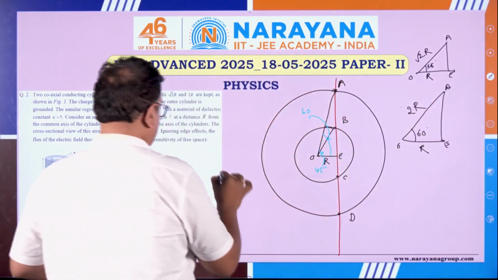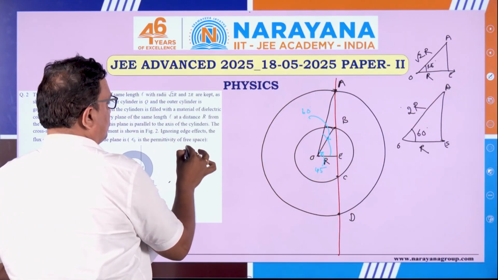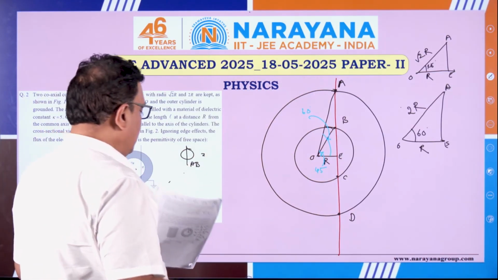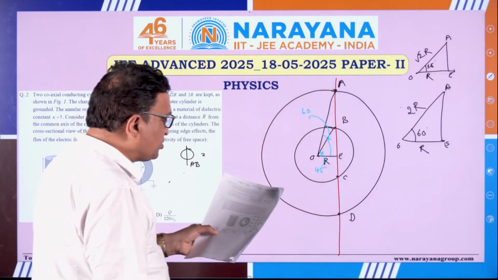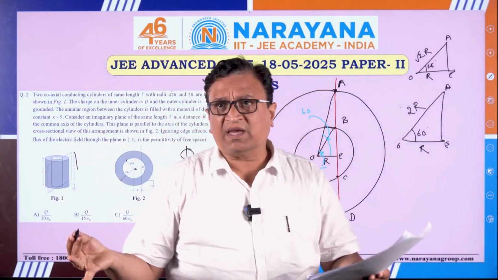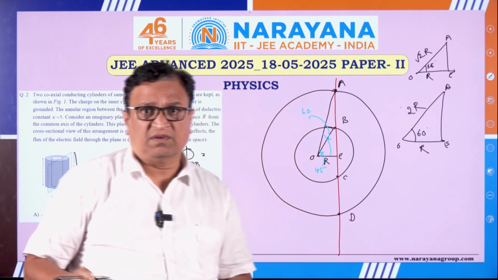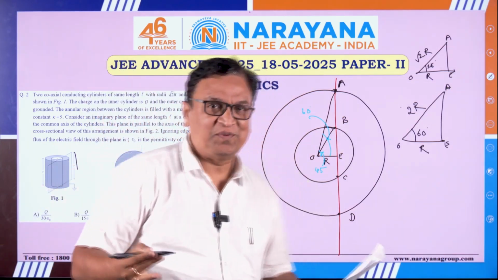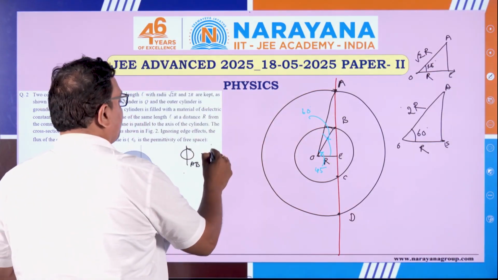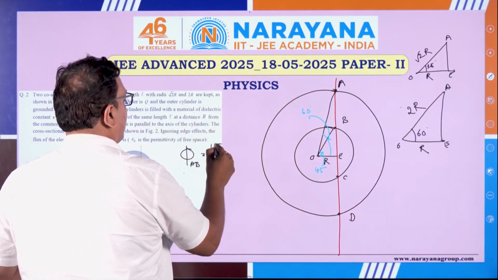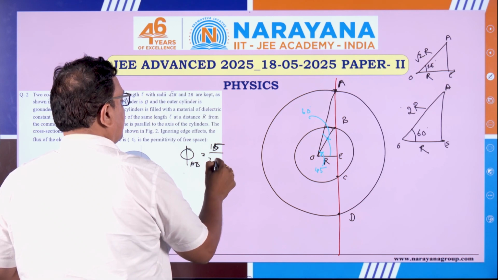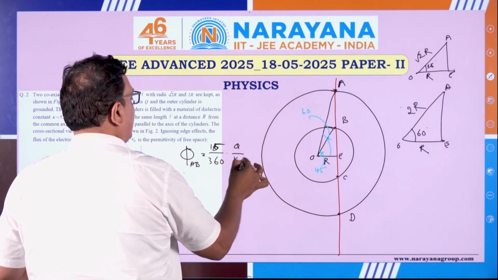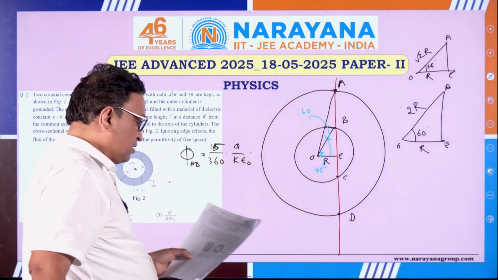so I'll write over here. Flux through the portion AB is, for 360 degrees, I would have written Q by K epsilon naught. If it is 360 degrees, you have given me only 15 degrees scope. So therefore, 15 degrees by 360 times Q by K epsilon naught.